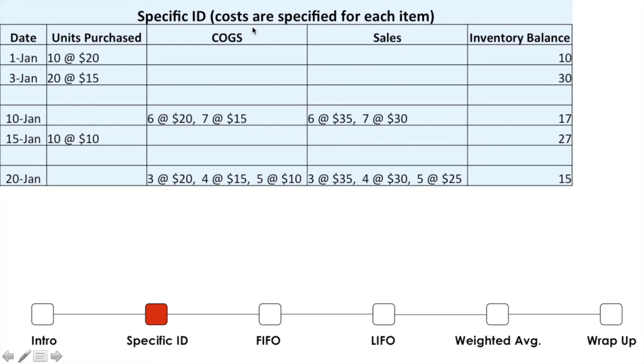So in all of these methods, we're going to practice calculating the cost of goods sold, or COGS, and the value of the ending inventory. These are likely going to be asked when using these methods, so we'll get some practice. So let's just walk through this.